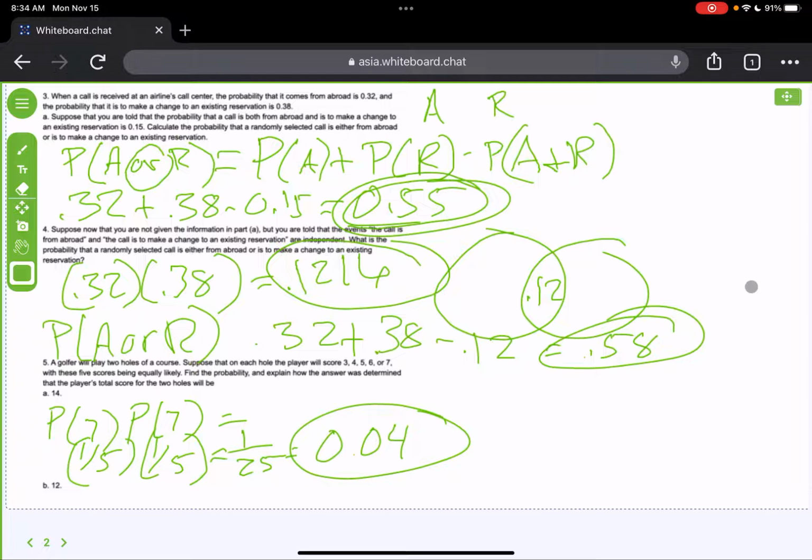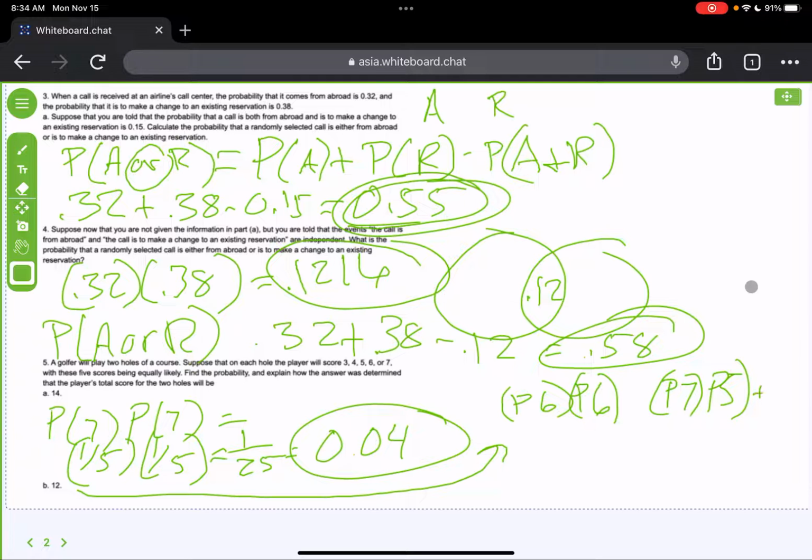Okay? Now what about a 12? What are the combinations you can get for it to equal a 12 on 2 holes? Alright? Probability of a 6 and a 6. What else? 7 and 5. And what else?